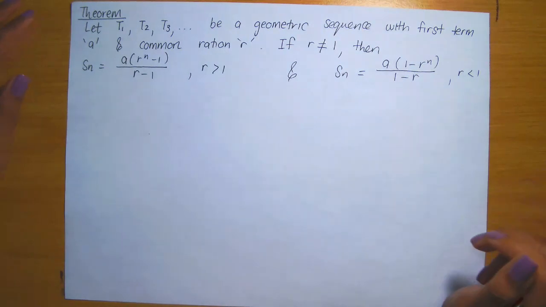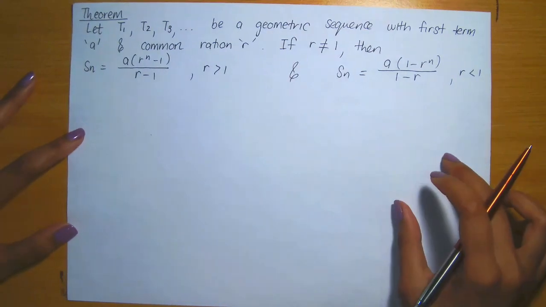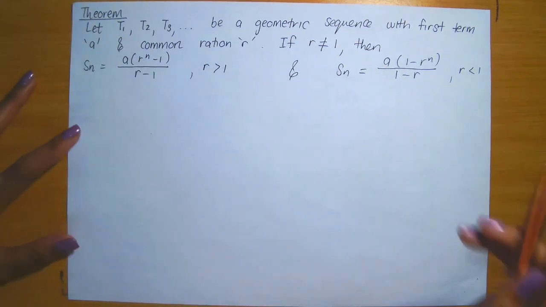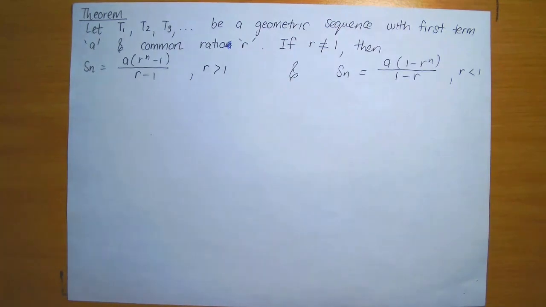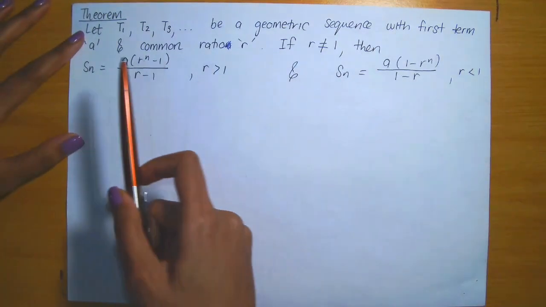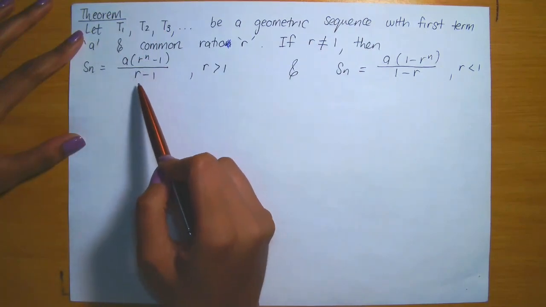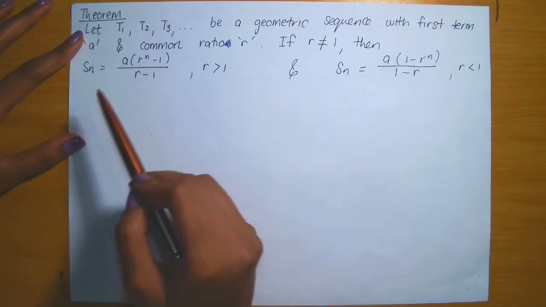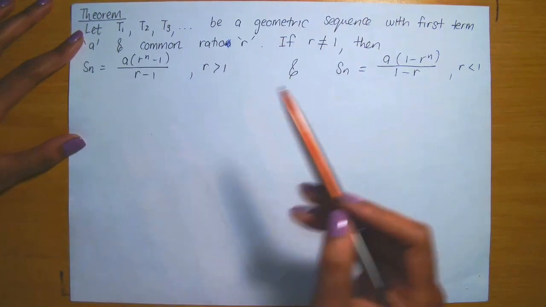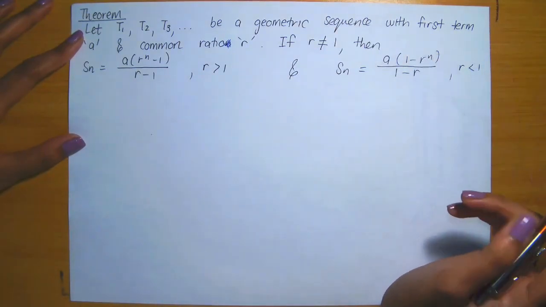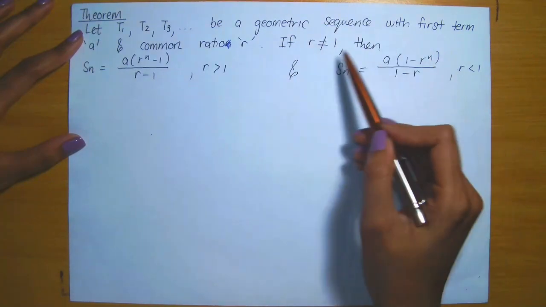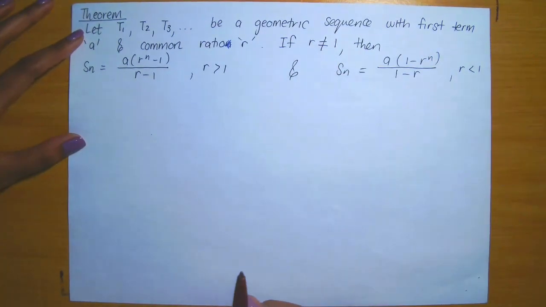Alright, so suppose we have a geometric sequence with first term a and common ratio r. If we ensure that r is not equal to 1, then we can show that the sum to n terms is equal to a times (r to the n minus 1) divided by (r minus 1) when r is greater than 1. Or we can obtain the formula given by the following when r is less than 1.